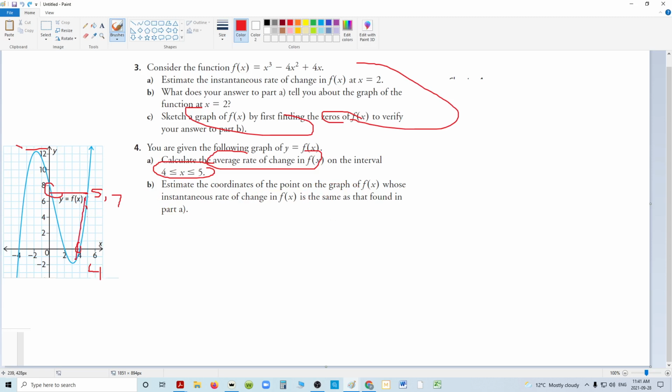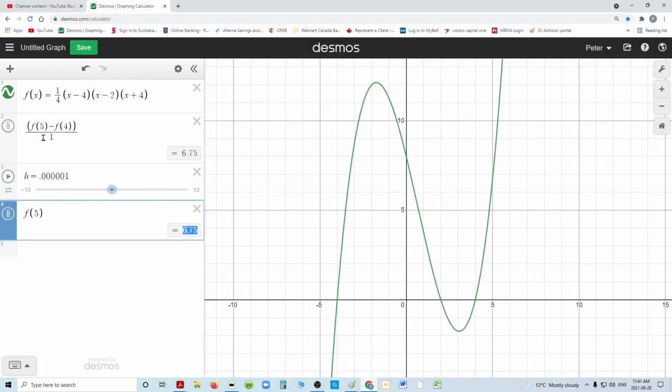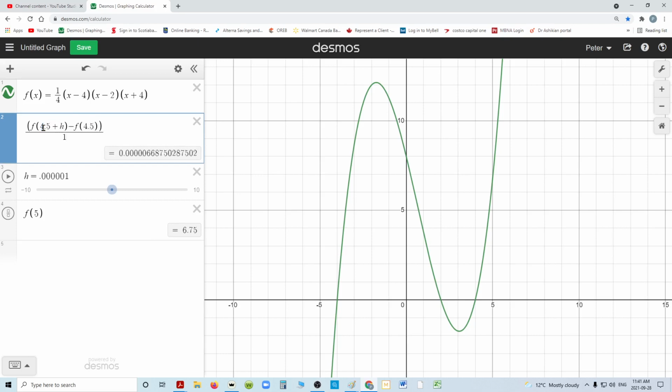So we're looking for something that's still going to be that. Well, I can say it's the halfway point between 4 and 4.5. I'm going to say it's the halfway point. So that would be x is equal to 4.5. And that means my rate of change will be the same. Let's go and use my tool and find the rate of change at 4.5. So that's f of 4.5 plus h minus f of 4.5 all over h. And sure enough, pretty close. 6.68 instead of 6.75. But it's not bad.